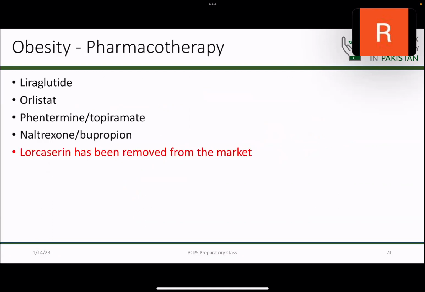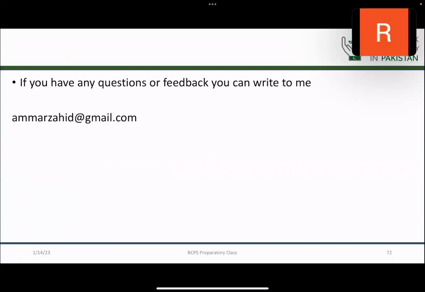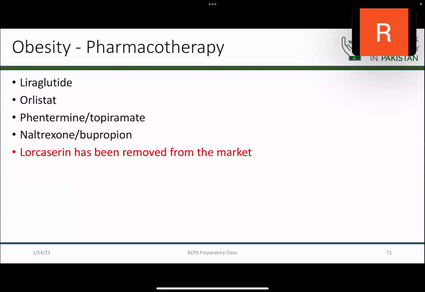So these are the agents which are available for pharmacotherapy of obesity. But we already discussed that most of these agents have their side effects. So in order to continue the therapy, there should be at least 5% of weight lost in 6 months. So that's the end of it.